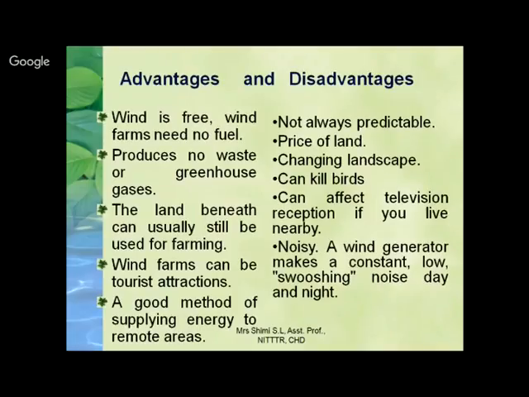So advantages and disadvantages of windmills, if you see: wind is free, okay, and wind farms need no fuel, so that is the advantage. They produce no waste or greenhouse gases, and the land beneath them can still be used for farming. This is a tourist attraction also. Many places have windmills, and we just go and visit them. It is also a good method for supplying energy to remote areas. When there is a remote area where the grid is very far, then you can go for these windmills.